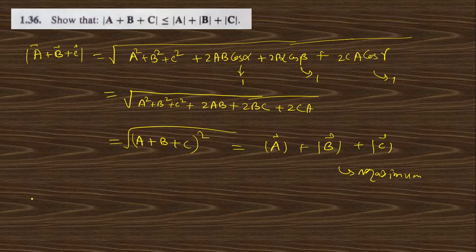So the value of this resultant will be less than or equal to A vector mod plus B vector mod plus C vector mod. Since this is the maximum value, the value of this resultant will be less than or equal to this.